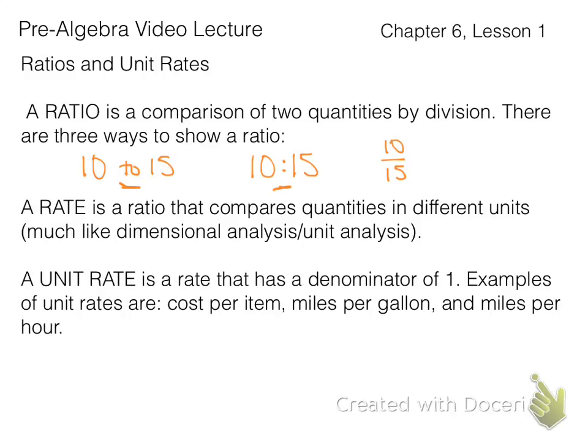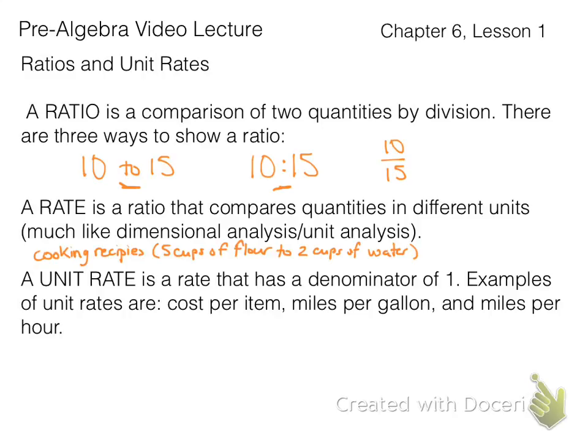Alright, a rate is a ratio that compares quantities in different units, much like dimensional analysis and unit analysis, which we'll talk about later in this lesson. I hope you guys remember it. If not, you're going to get another crash course in it. A unit rate is a rate that has a denominator of 1. Examples of unit rates are cost per item, miles per gallon, and miles per hour.